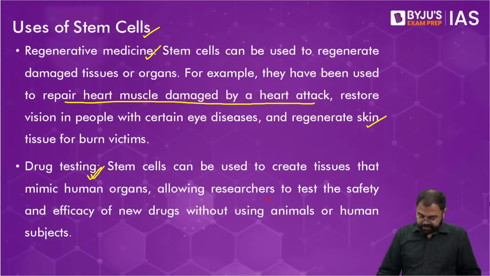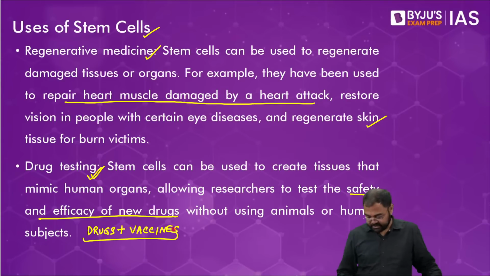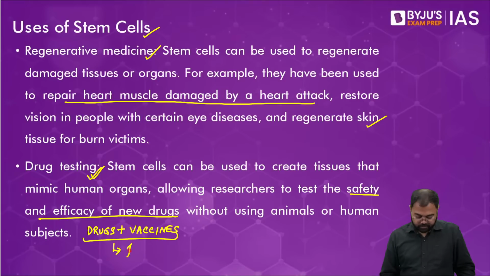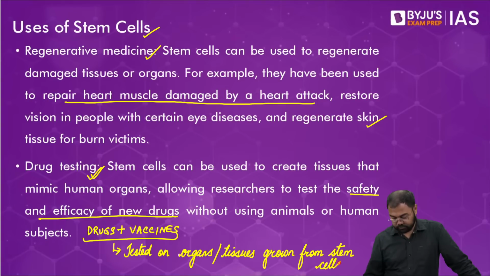So that's why, for the safety and efficacy of new drugs, and also for vaccines, we can make use of stem cells. So basically they are tested on organs or tissues grown from stem cells. All right, so that is basically what we'll try to do here.